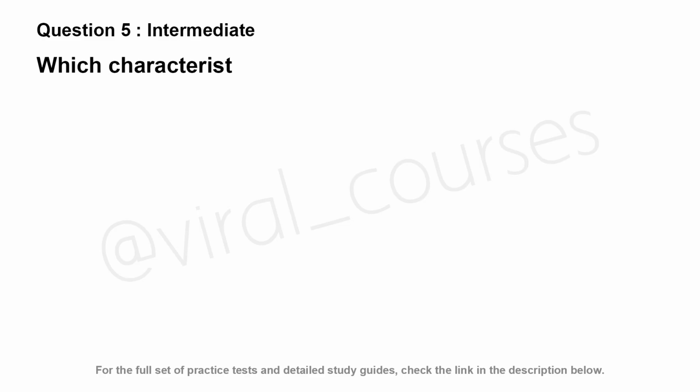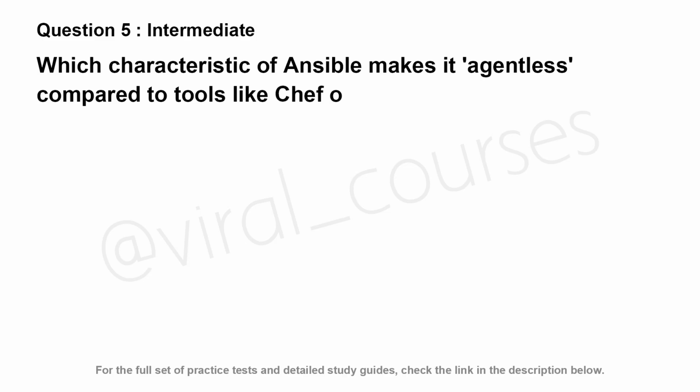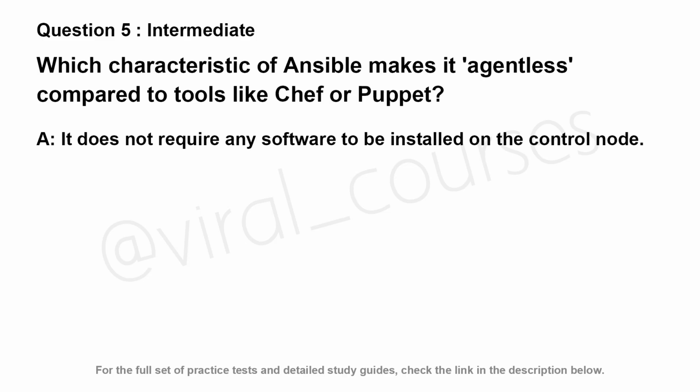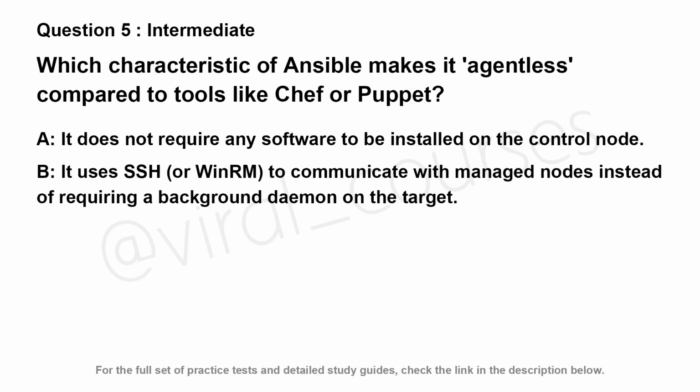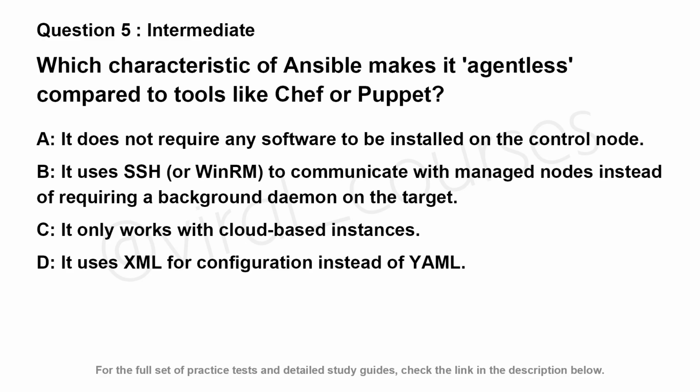Which characteristic of Ansible makes it agentless compared to tools like Chef or Puppet? Option A. It does not require any software to be installed on the control node. Option B. It uses SSH or WinRM to communicate with managed nodes instead of requiring a background daemon on the target. Option C. It only works with cloud-based instances. Option D. It uses XML for configuration instead of YAML.